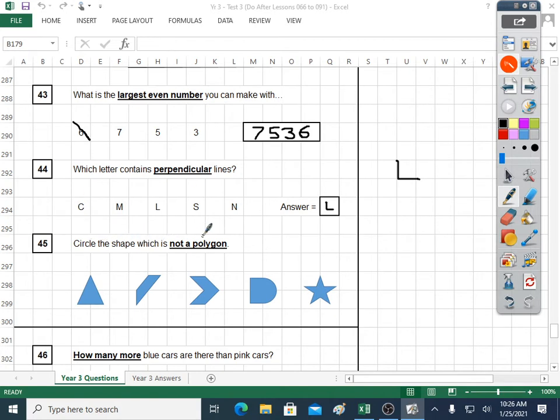Circle the shape which is not a polygon. Polygons are flat shapes like these with straight sides. So to be a polygon, it's got to be a flat shape with straight sides, which is not a polygon. So one that has a side that's not straight. Can you see a side that's not straight? This one has a curved side, doesn't it? So it's not a polygon, because polygons have to have straight sides, all of them. So that's that question. Question 46.